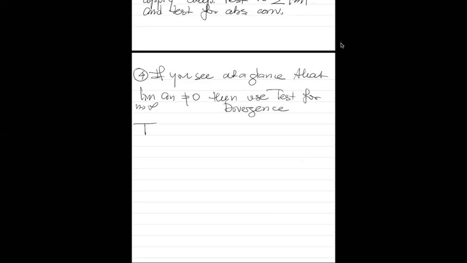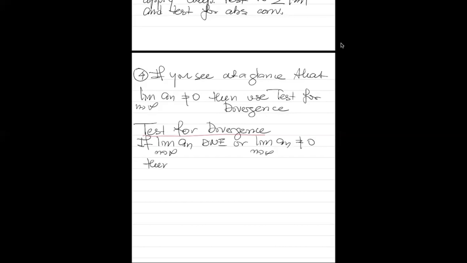So let's recall the test for divergence. It's one of the first things we learn in chapter 11. Very simple. If the limit of the nth term when n goes to infinity does not exist, or if this limit is not 0, then we have a divergent series.